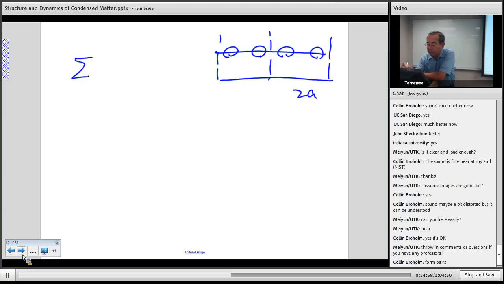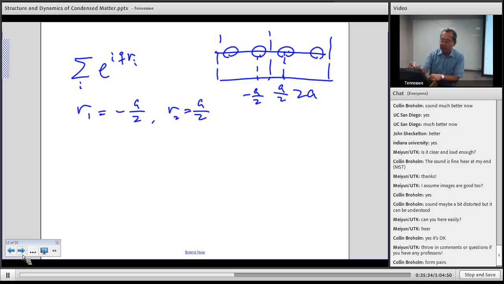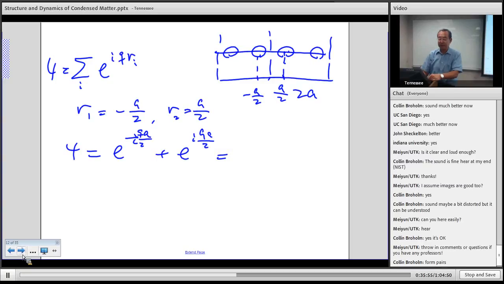In this case, the relevant summation is e to the i q dot R_i. This position is a over 2, and this position is minus a over 2. So e to the i q R_i, where R_1 is minus a over 2, and R_2 is plus a over 2. Okay? So that's the function. So what you have is e to the minus i q a over 2 plus e to the i q a over 2, which is a cosine, right? 2 cosine of q a over 2.